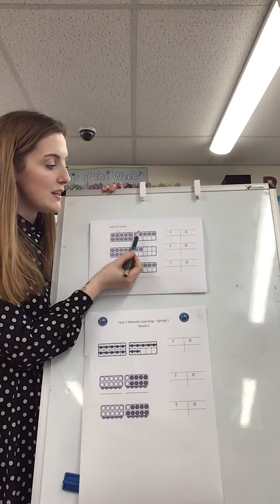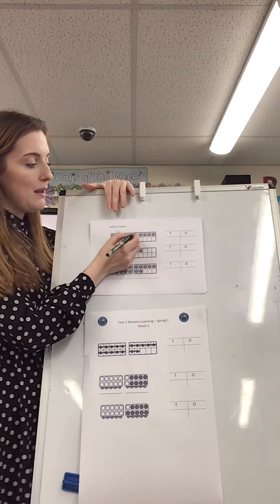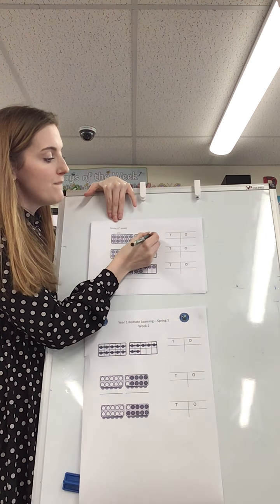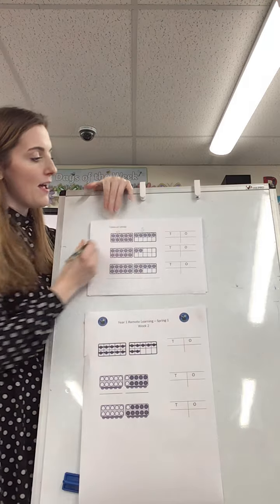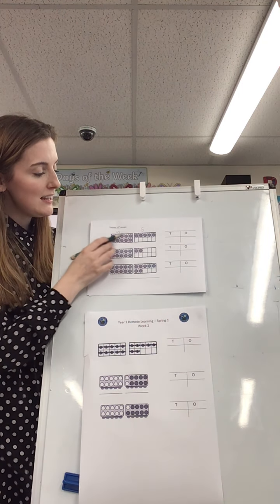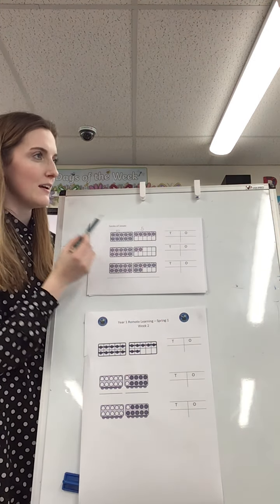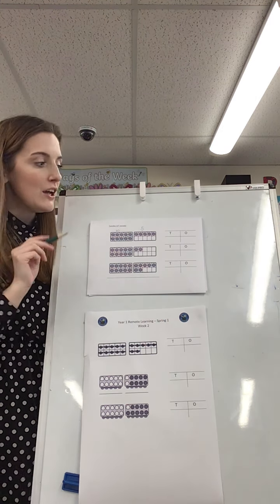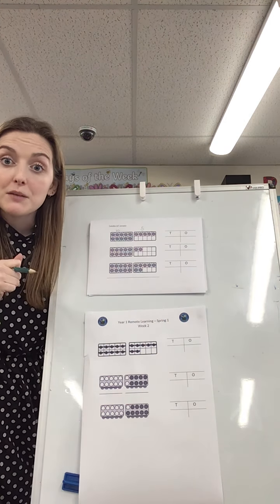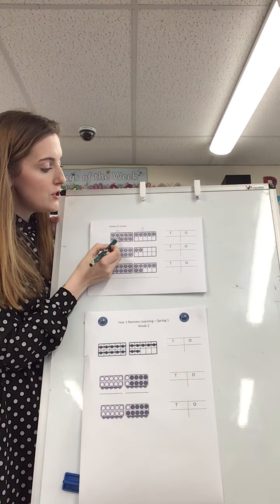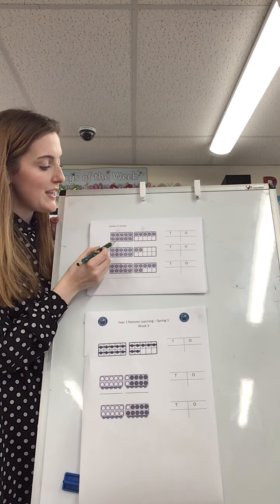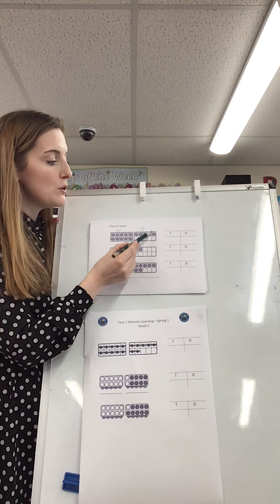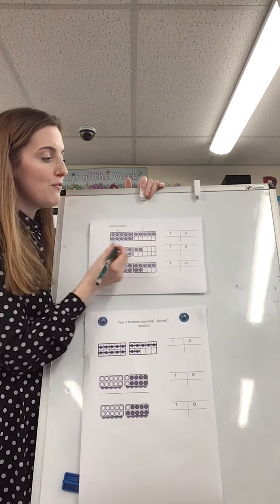There's 10 counters. Now, how many have I got here? Let me count. So 1, 2, 3, 4, 5. So I've got 5 there. So I know there's 10 in this 10s frame and 5 in here. So what would be 10 and 5? 15. And if I didn't know that, I could just count them all together. So I could count 1, 2, 3, 4, 5, 6, 7, 8, 9, 10, 11, 12, 13, 14, 15. So we were right, there's 15.